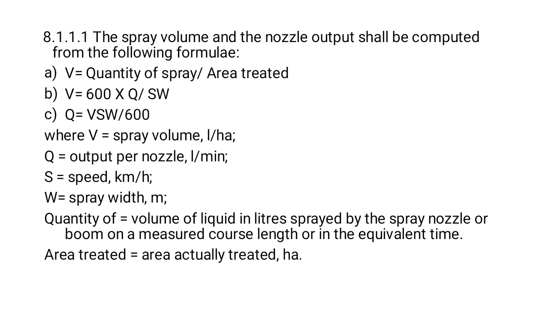The spray volume and nozzle output shall be computed from the following formulas. V is equal to quantity of spray upon area treated, or V = 600 Q / (S W), or Q = V S W / 600, where V is the spray volume in liters per hectare, Q is the output per nozzle, S is the speed in kilometers per hour, W is the spray width, and quantity of spray is equal to the volume of liquid in liters sprayed by the spray nozzle or boom on a measured course length or in the equivalent time. Area treated is equal to area actually treated in hectare.